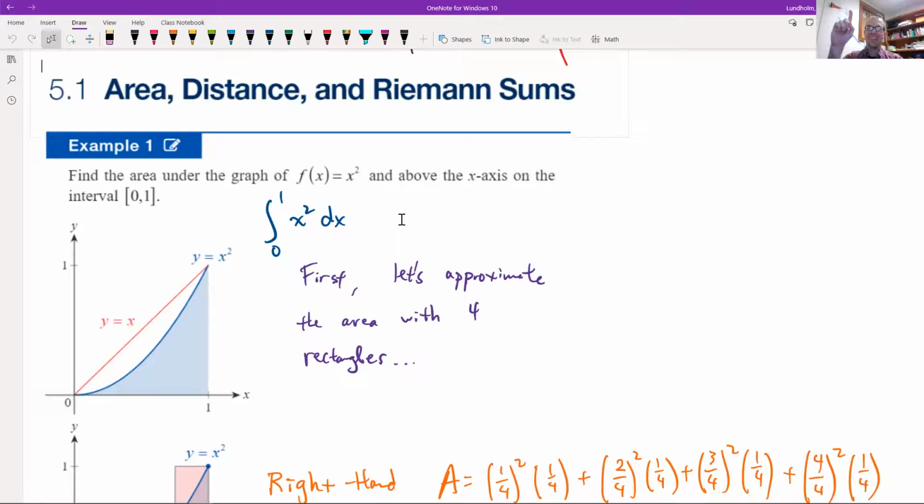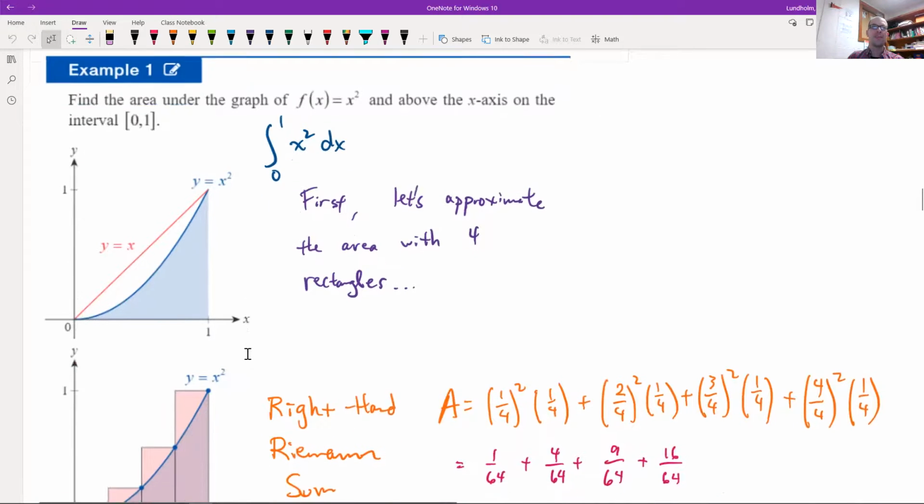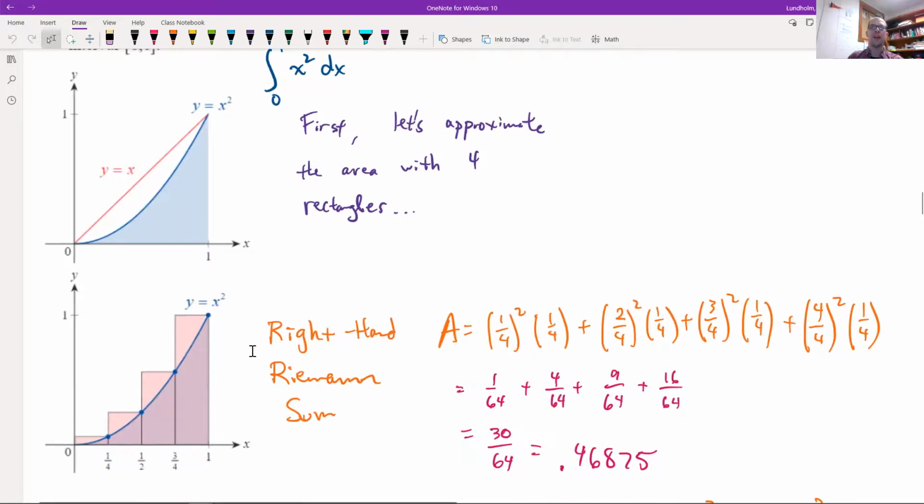Before we do that, though, we need to go through the motions of discovering how to do this and do the hard work of eventually getting to the limit definition of an integral. And so in service of that, the first thing that we're going to do is approximate. And approximations of integrals are called Riemann sums. First, we're going to approximate the area with 4 rectangles.